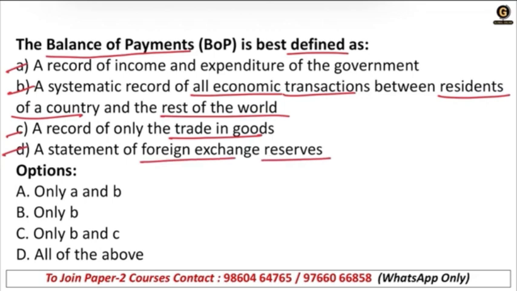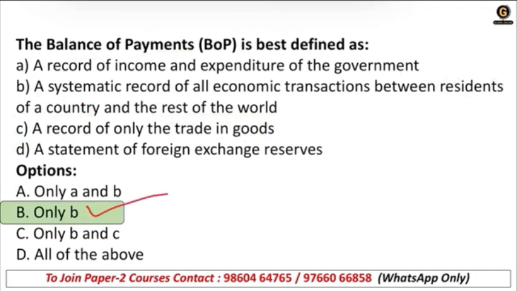So when we talk about the balance of payment, it is not limited to the one government, limited to only trade in goods, or limited to foreign exchange reserves. It is the transactions between the residents of a country and the rest of the world. So that is why option B is exactly the correct answer. A, C, and D are limited transactions.